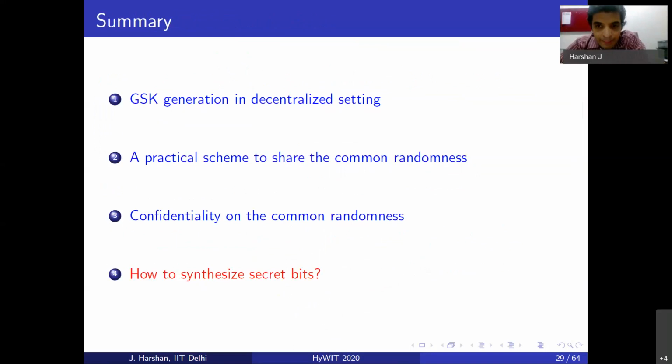Yeah. So, any converse result for group secret key generation? No, we are not aware of that, especially in the case of decentralized setting. In fact, we don't even have achievability results. Whatever we are working with is a method to share the randomness. I don't think we can comment on the tightness of the current results that we have.